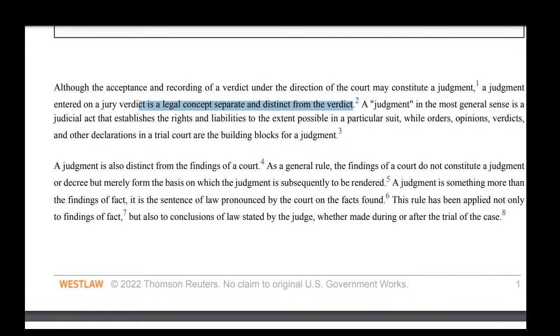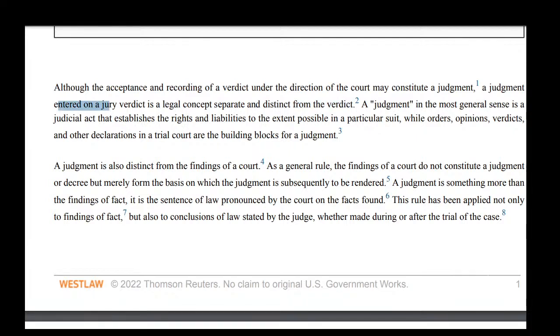So the judgment establishes rights and liabilities, while orders, opinions, and verdicts are building blocks for that judgment. A judgment entered on a jury verdict is a legal concept separate and distinct from the verdict.